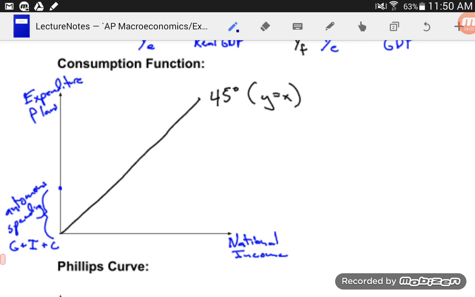Now, if you start making some money, if you have some income, you're going to spend it, but you're probably not going to spend all of it. If you made $100, you're probably going to spend a percentage of it. Maybe you'll spend 50 cents of it, or maybe you'll spend 85 cents of it. The other you will save. And that difference, the amount that you're willing to spend, is what we call the marginal propensity to consume.